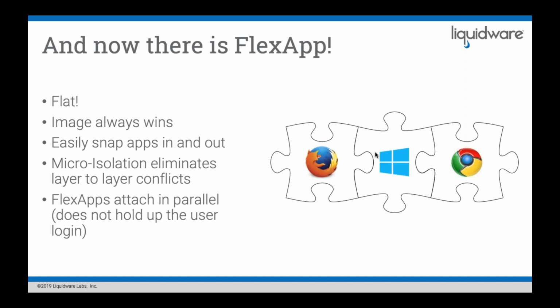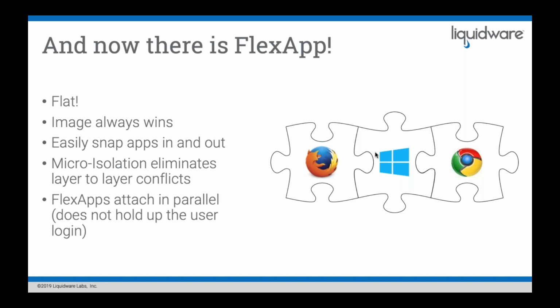So that's important. You've got these applications that snap in and they snap out, which means that when you remove an application from an image, from a user, what have you, there's no residue left over from that application. It's just as if it was never there. It just kind of goes poof. So we have a technology I'm going to dive into in a few slides called micro-isolation. So the image always wins. What if there's a conflict between two different FlexApps? That's where this micro-isolation comes in to eliminate those conflicts.